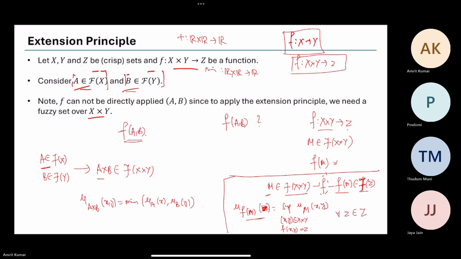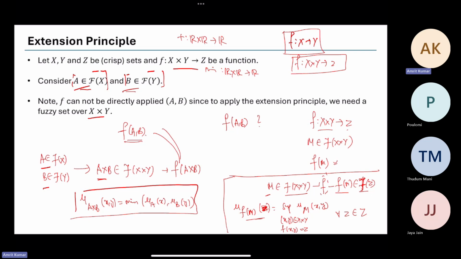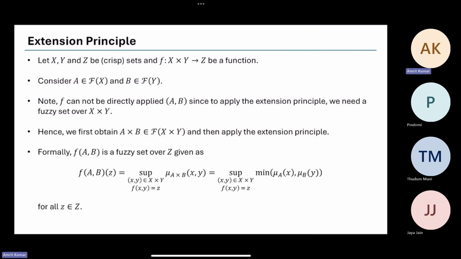So from fuzzy set A over X and fuzzy set B over Y, we first compute A cross B, which is a fuzzy set over X cross Y. And the membership function of A cross B is given in this manner. Why this is the case was discussed in the last session, so I'm not going to get into that. The point is, we can obtain A cross B, which is a fuzzy set over X cross Y, and then we can apply f on this by the extension principle. And that would give you this f of A comma B. So we first obtain A cross B and then apply the extension principle.